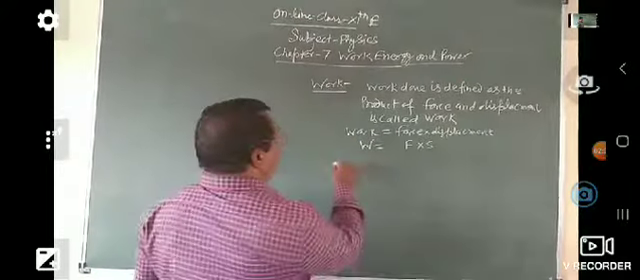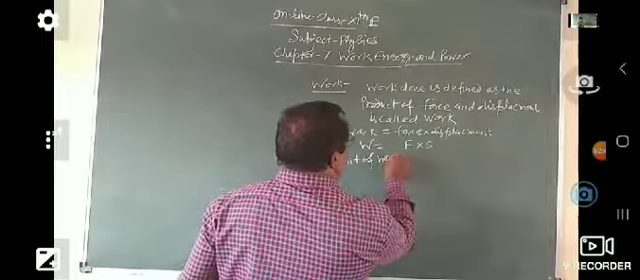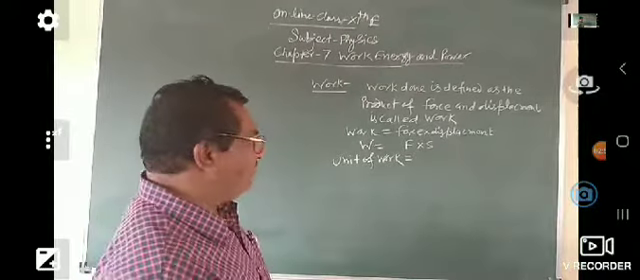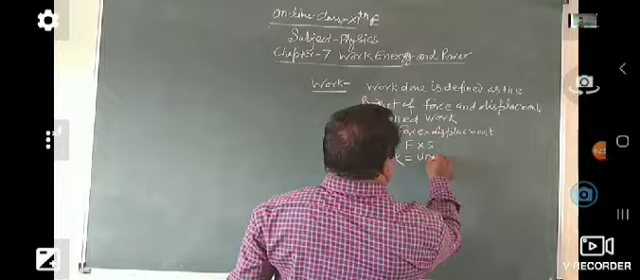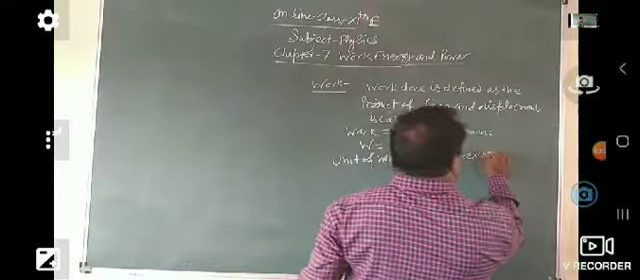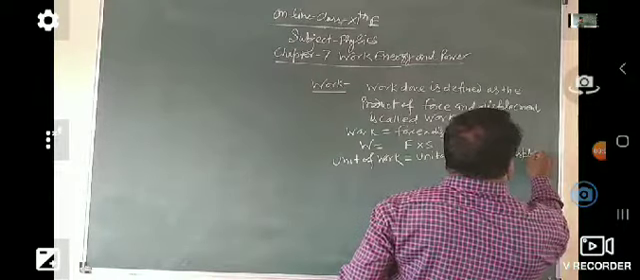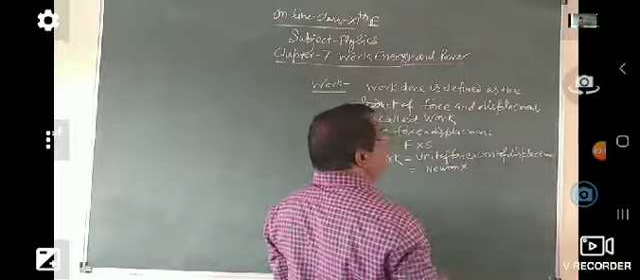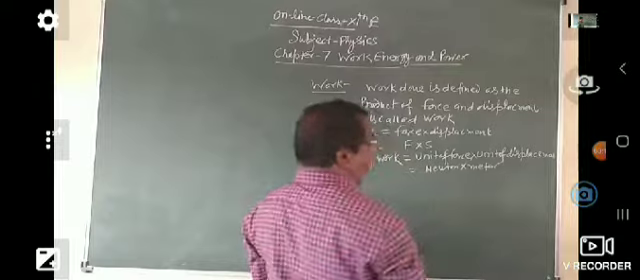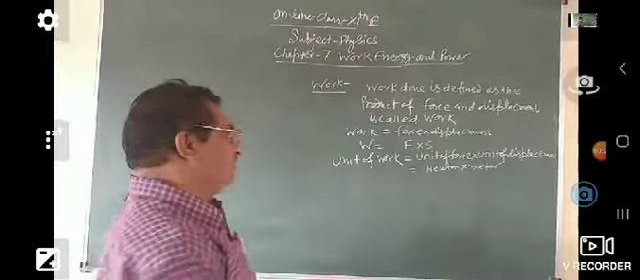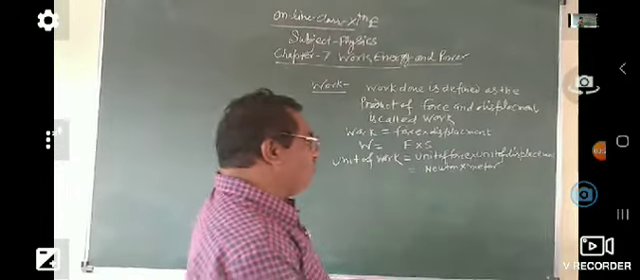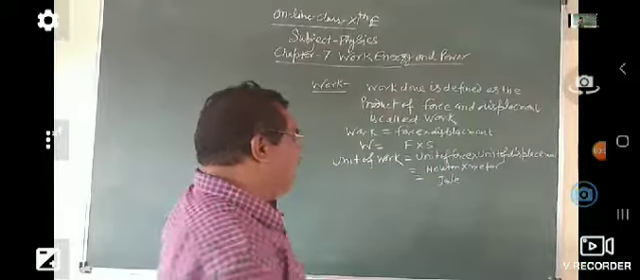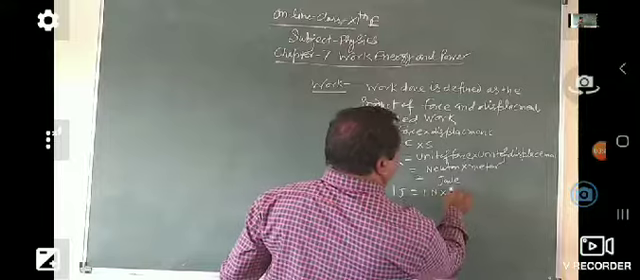अब आपको समझना है unit of work. So unit of work depends on the unit of force and unit of displacement. We can write unit of force into unit of displacement. Unit of force is newton and unit of displacement is meter. So newton meter in the MKS system of unit, newton into meter is called joule. Clear? And 1 joule equal to 1 newton into 1 meter.